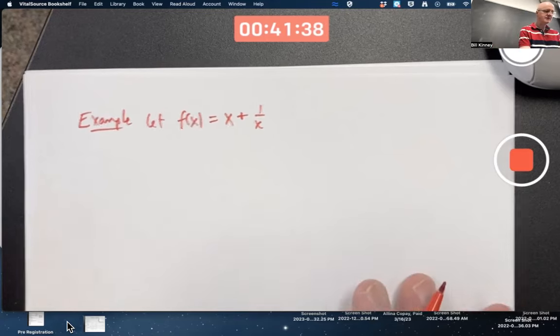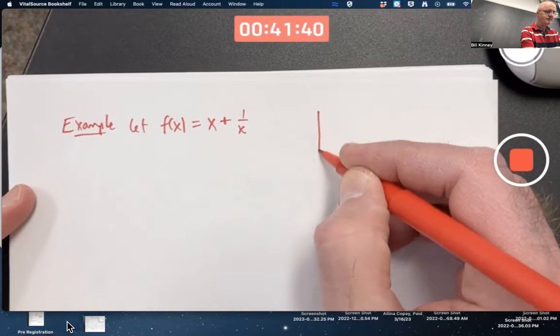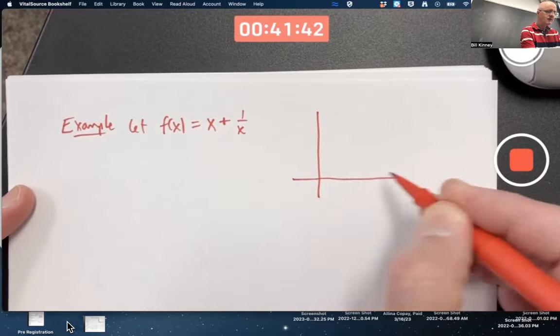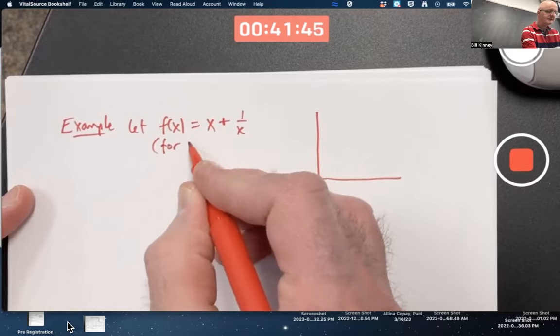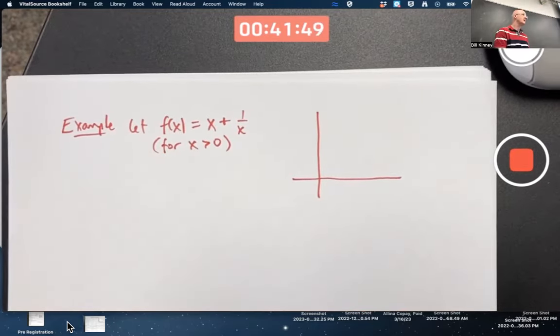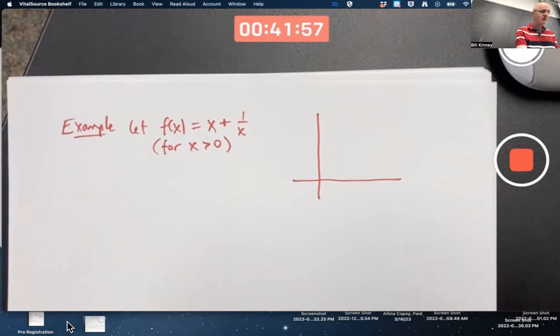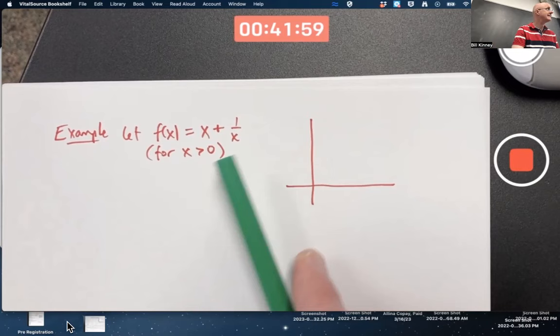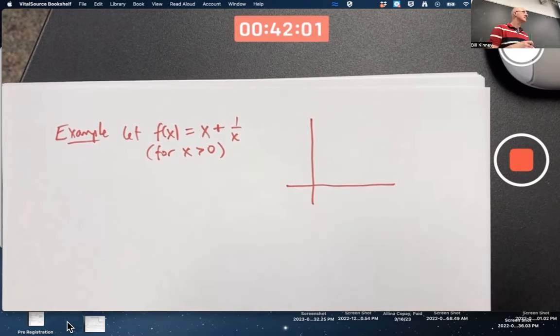What does the graph of this look like? Let's just focus on when x is positive. I could graph this when x is negative as well, but I'm going to graph it when x is positive. Let's actually make a rough graph of this without technology by graphing x and 1 over x individually and then imagining adding the graphs. This is a useful thing to be able to do.